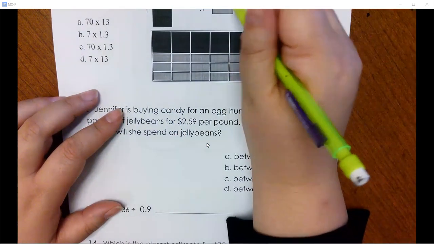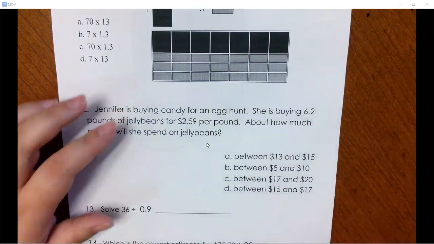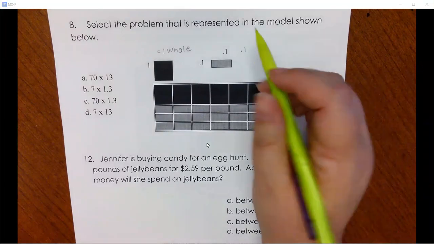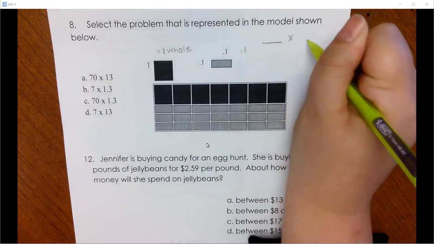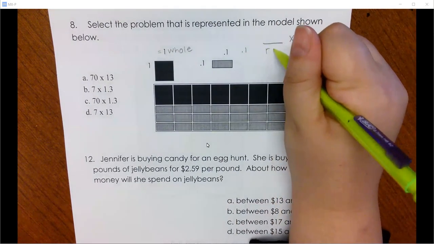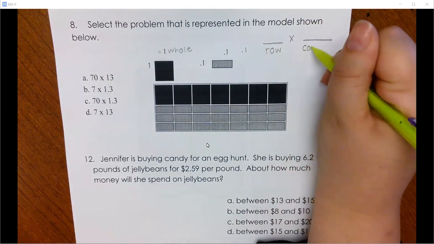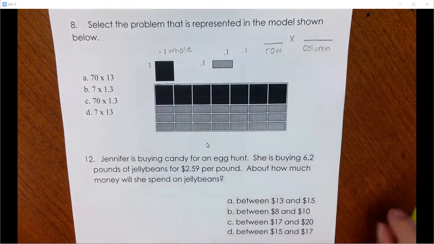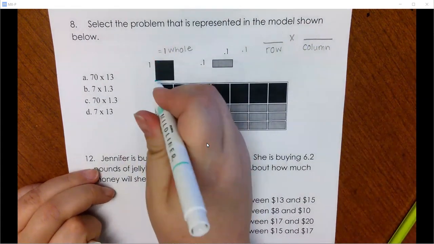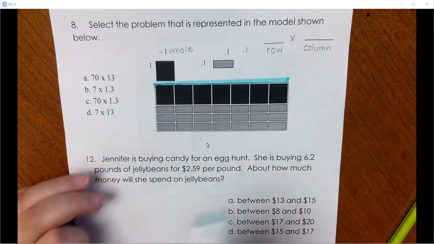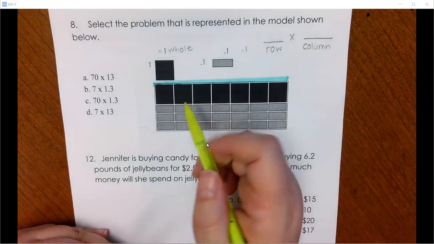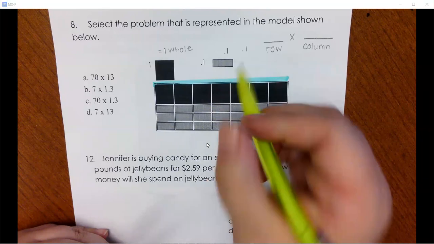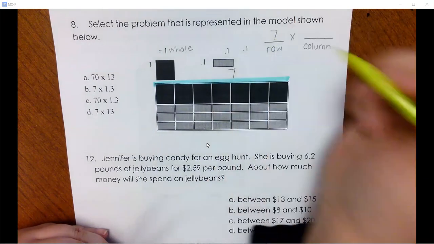And the light gray equals 1/10. Okay. So if you remember from our lessons, we're making an array. So we're looking at what is the value of the row and what is the value of the column. My row is this right here, so I use my highlighter. My row is this amount going across, and that is all squares. A square is 1 whole. So 1, 2, 3, 4, 5, 6, 7. So my 7 is a row.